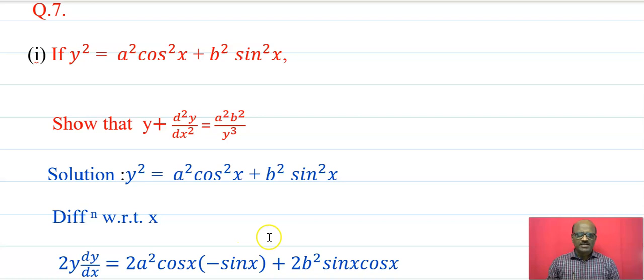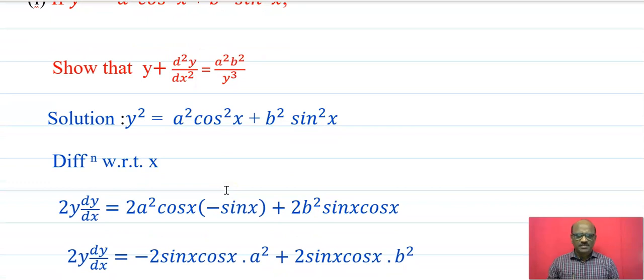Now let us start: if y square is equal to a square cos square x plus b square sin square x, then show that y plus d2y by dx square is equal to a square b square upon y cube. Now see the solution. y square is equal to a square cos square x plus b square sin square x.